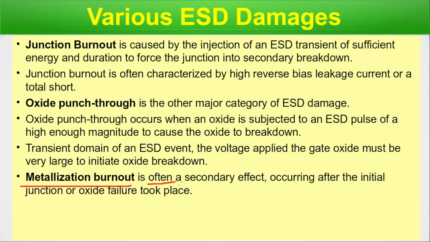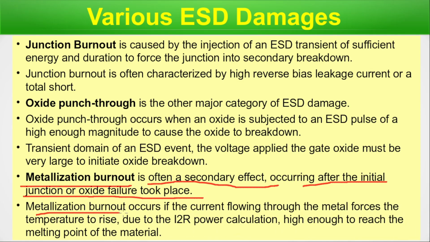Metallization burnout is often a secondary effect occurring after the initial junction or oxide failure takes place. So metallization burnout means for the different contacts inside the IC, we have metallization contacts, and those metal contacts can get burned out. Metallization burnout occurs if the current flowing through the metal forces the temperature to rise, due to the I²R heating, high enough to reach the melting point of the metal.